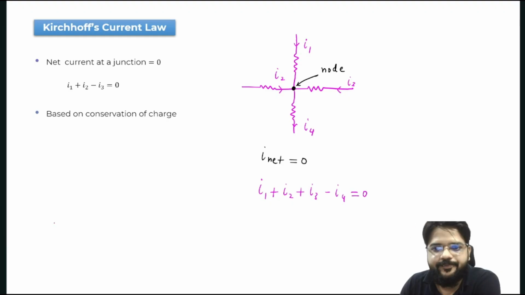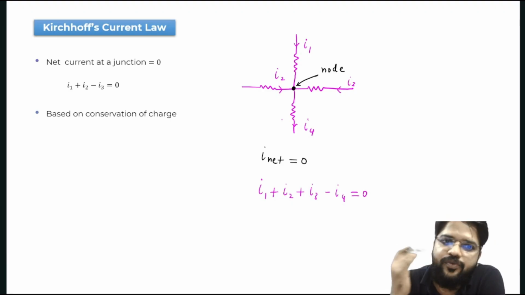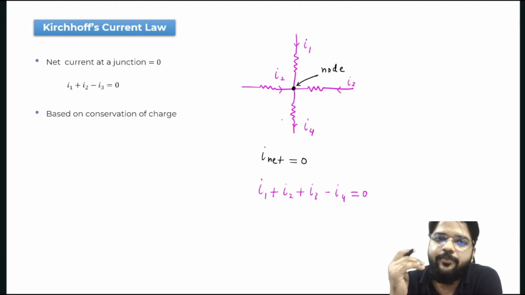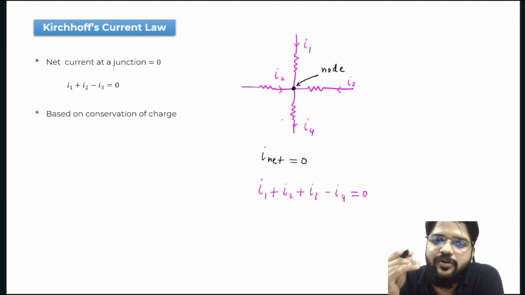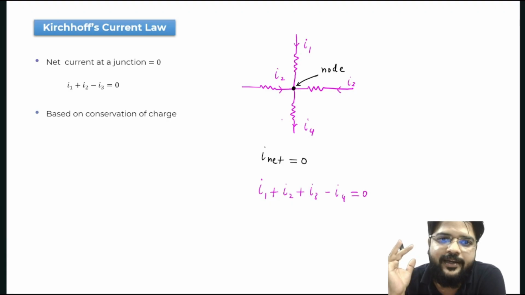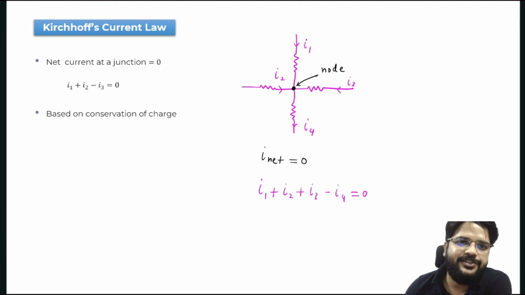This thing can be written. All right, I4 is the current leaving from this node, and if we add all of this, then we will get equal to 0. All right, and this is the Kirchhoff current law. So now this thing is clear to us. What is the Kirchhoff current law? Now the second important thing is sign convention, because when we solve numericals, we need to use proper sign convention, then only we will get the correct answer. So let's see its sign convention.